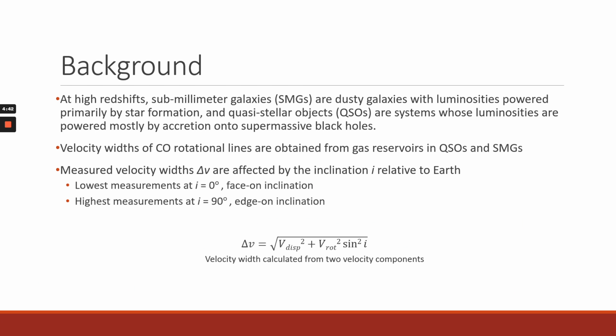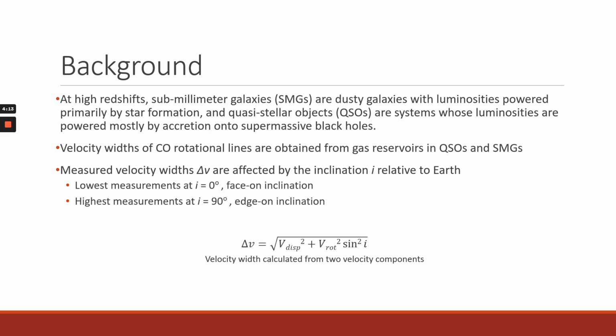The two types of dusty galaxies I worked with are submillimeter galaxies and quasi-stellar objects. Submillimeter galaxies are luminous galaxies fueled primarily by star formation, and quasi-stellar objects have their luminosities fueled primarily by accretion onto supermassive black holes. The velocity widths used in the analysis were obtained from CO rotational lines from the gas reservoirs, powering the luminosities of each galaxy.